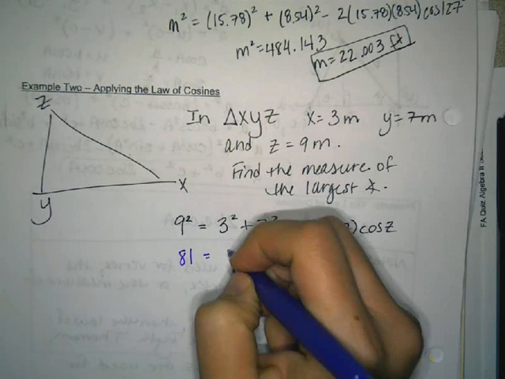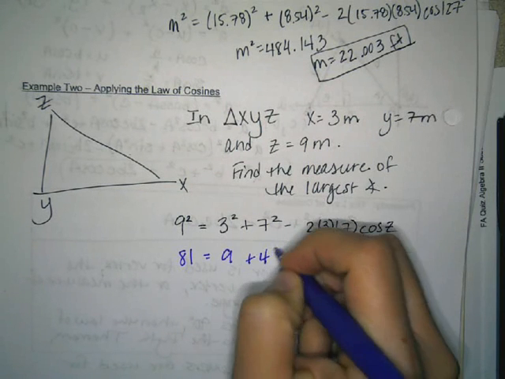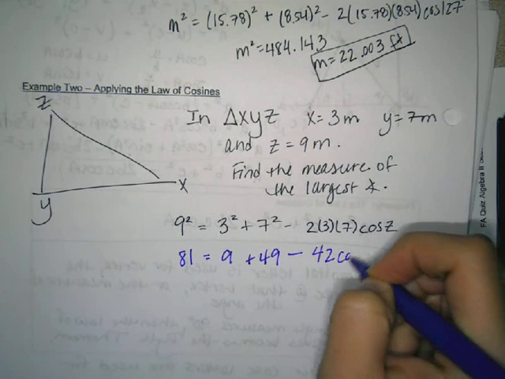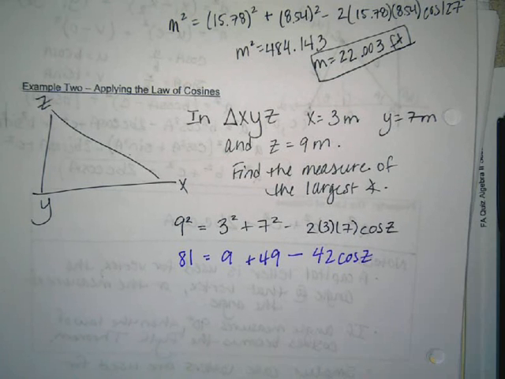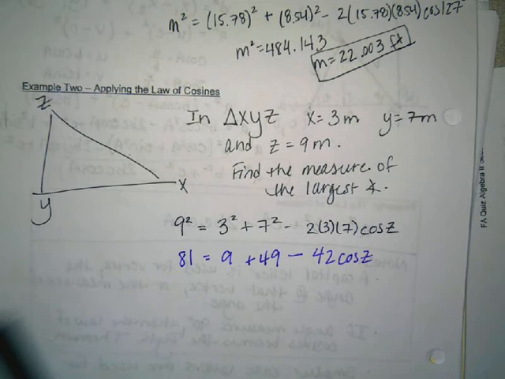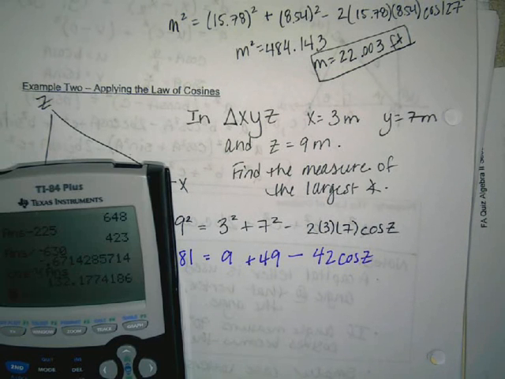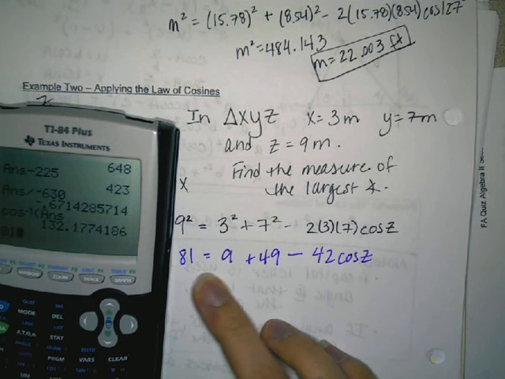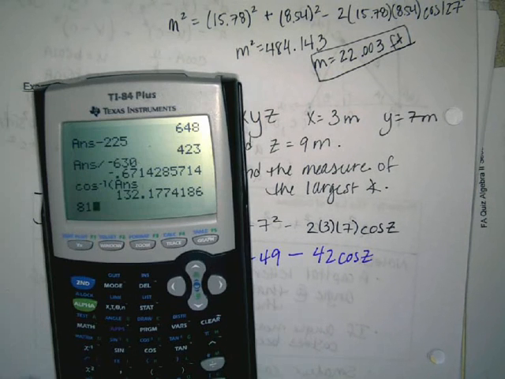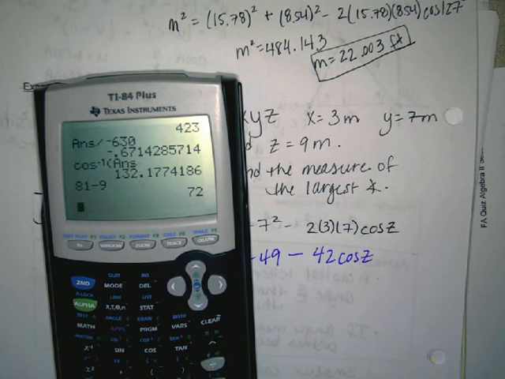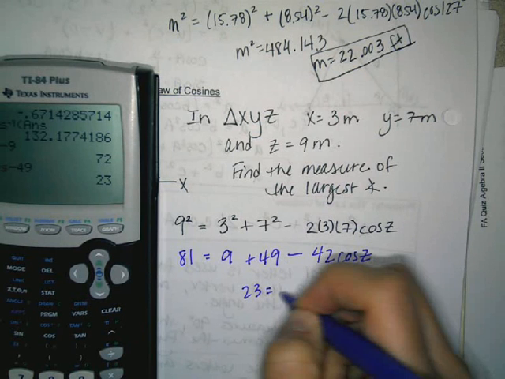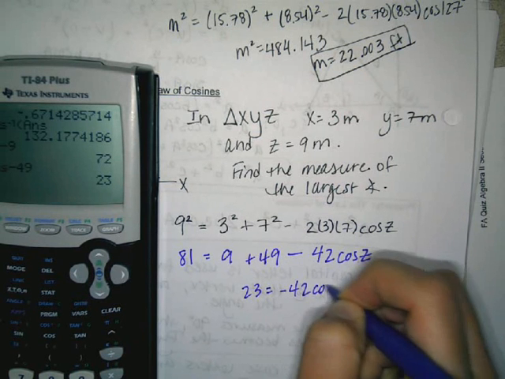would be 9. This would be 49. This would be 42 cosine z, right? And then making sure that we subtract things correctly. You should take 81 and subtract 9 and 49. Oops, that's 49. So you get 23 equals negative 42 cosine z.